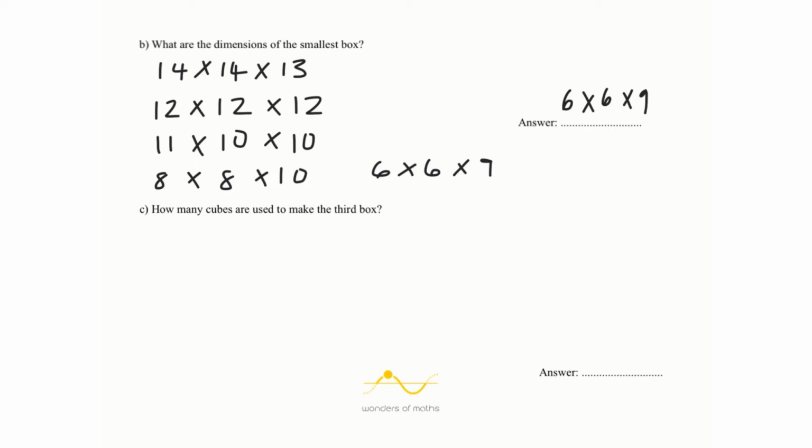And finally, let's move on to part C. How many cubes are used to make the third box? We already know the dimensions of this cube are 10 by 10 by 11. We can split up our calculation into a few steps. Let's break up our cube into its base and sides. The base we know is 10 by 10 blocks. Each block is 1 centimeter squared, so there's no need to account for anything else in our calculation.